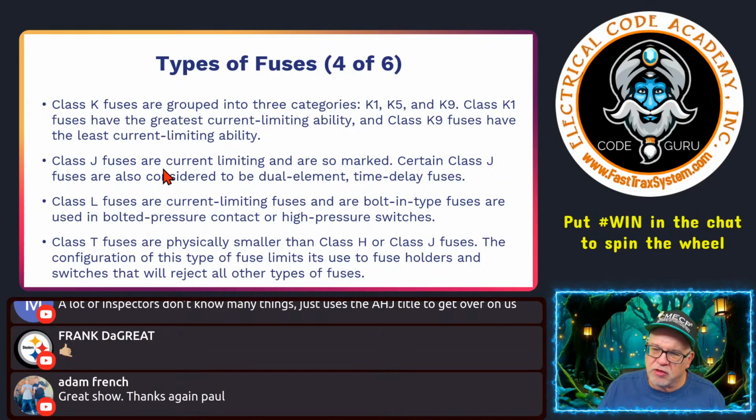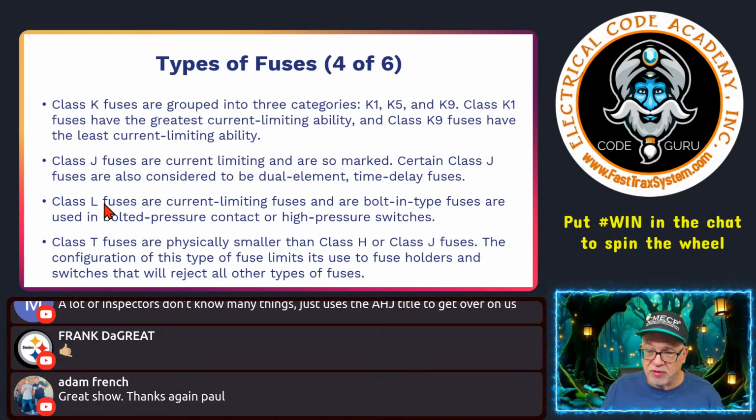Class J fuses are current limiting and are also marked as such. Certain Class J fuses are also considered to be dual element time delay fuses. So this is just stuff that most of the manufacturers will tell you the type of fuse that's needed for the system, okay? So again, not brain surgery. You don't have to be an expert in all the different fuses, but it's just things to think about.